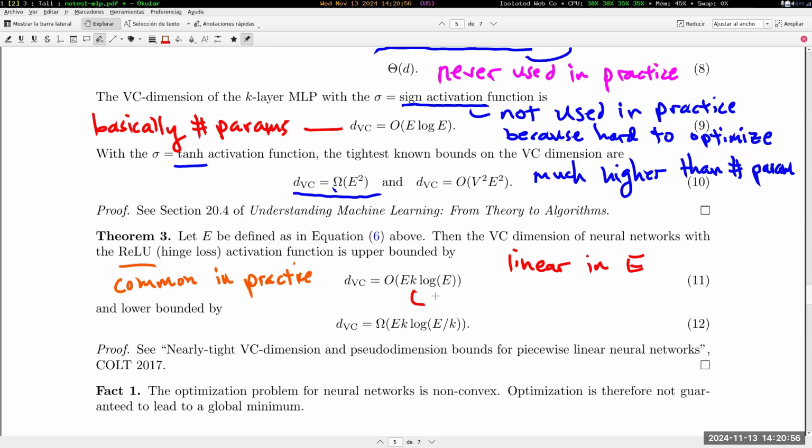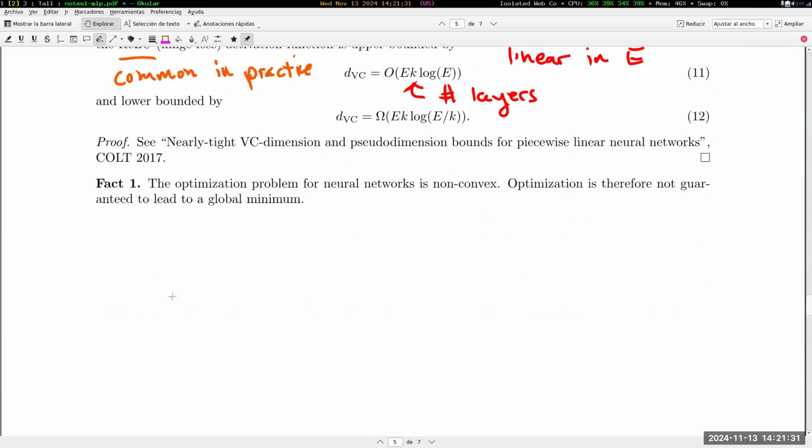This K value right here is the number of layers that you have. And so for a one-layer multi-layer perceptron in particular, just the number of parameters is a good sense of how big your VC dimension is. One of the things about deep learning, so the deep learning revolution, happening around 2014, 2015 when the PyTorch library and TensorFlow were coming around, is that deep learning has K set to be very large values.